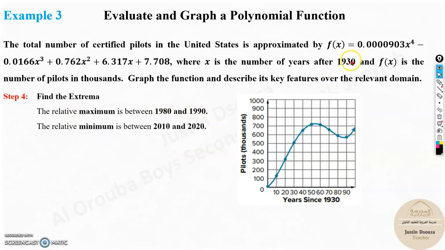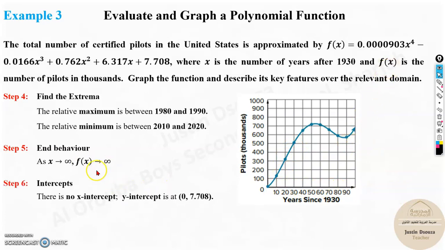Similarly, add 80 to this. It will be 2010 to 2020, say the least. So this is the minimum point. And end behavior, as you can see, as x is going towards infinity, this also goes towards infinity. Okay, that's the end behavior. And now you're not going to take the left side. Why? Because that is not in the domain. You cannot use this equation for the left side. It's only for the right side values.